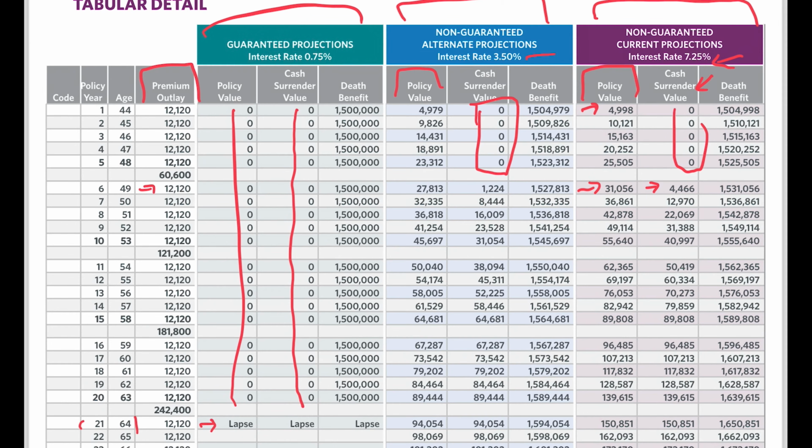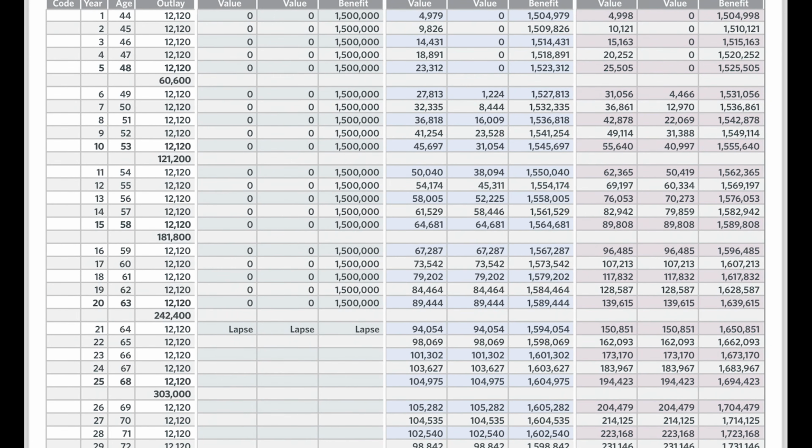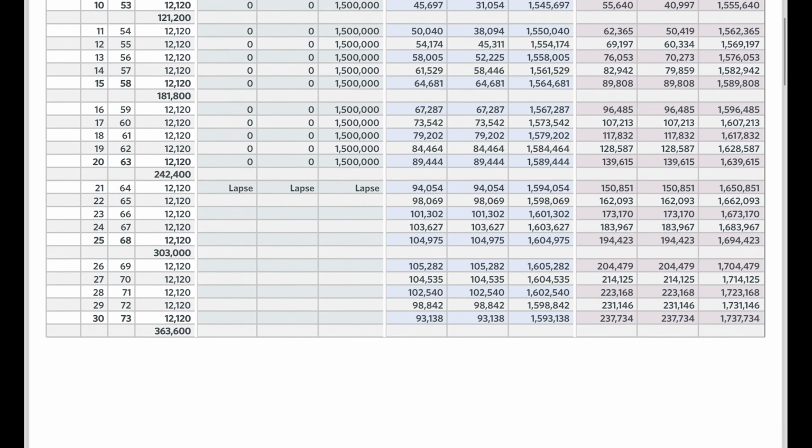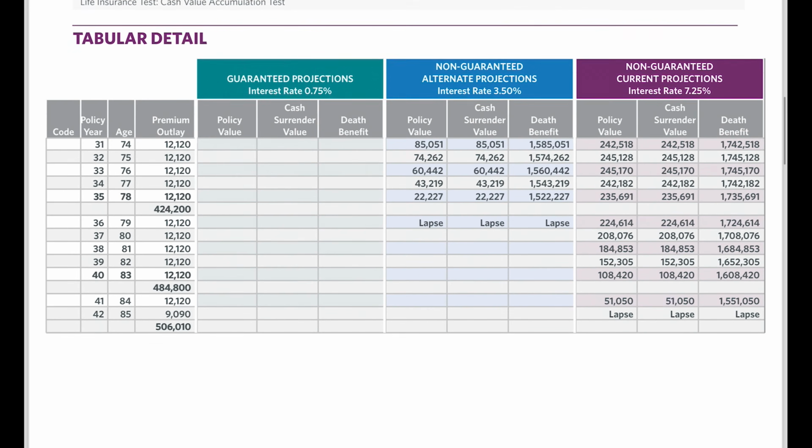So you put $72,000 in, you have access to $4,400. So already out the gate, this doesn't look like a great design. But as we go further down, you can see the policy value is starting to grow. Cash surrender starts to grow. And then we go into the second page, page 2.